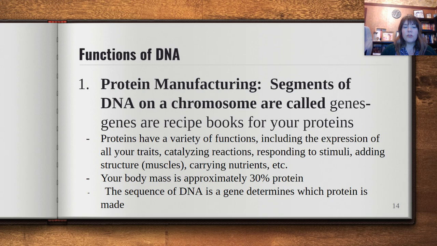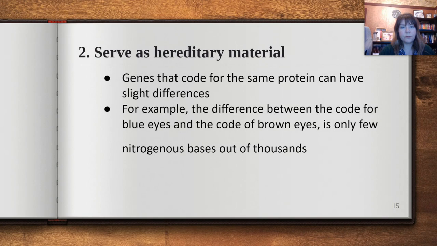So they have a variety of functions and a variety of expressions. And we are going to learn all about protein manufacturing and transcription and translation. The other thing they do is serve as hereditary material. So genes actually code for the same protein, but they can have slight differences. Okay, that's why you can have brown eyes and blue eyes. They're just a few nitrogenous bases different. So just a few A's, T's, and G's different. So that's the other important part about the hereditary material.